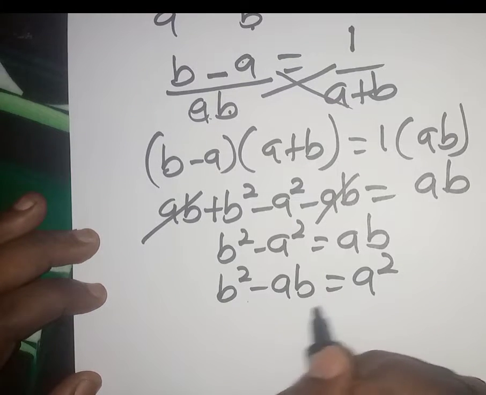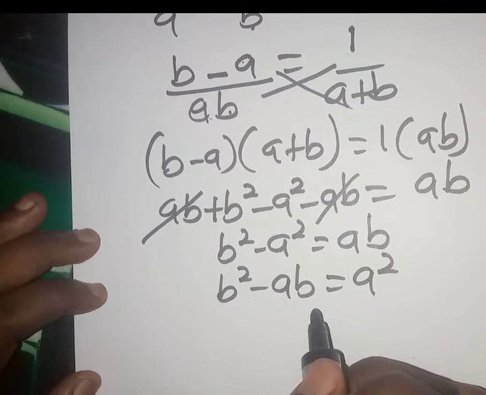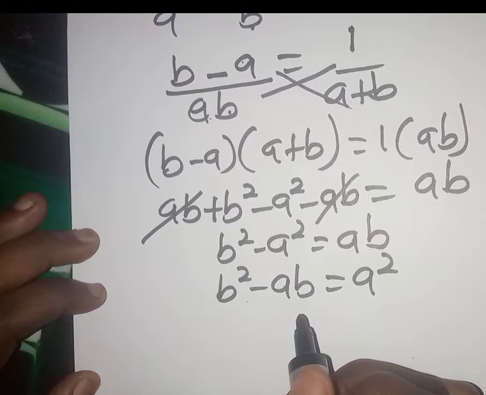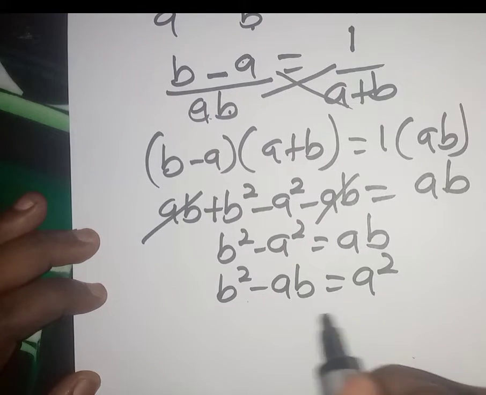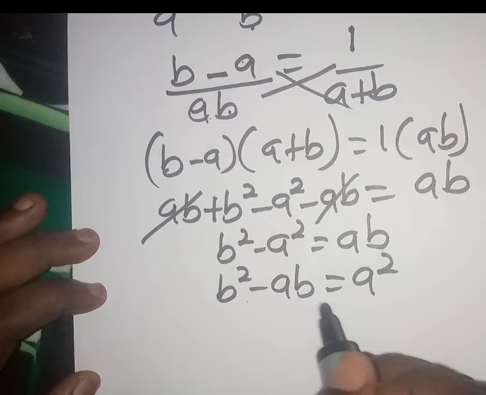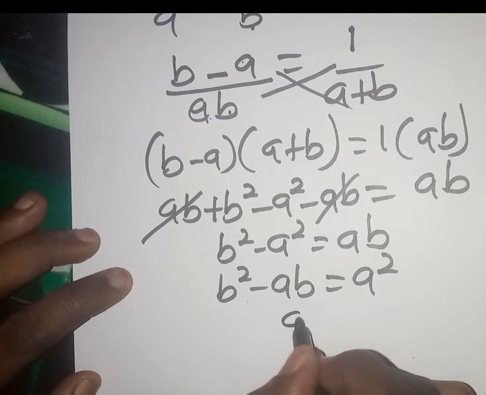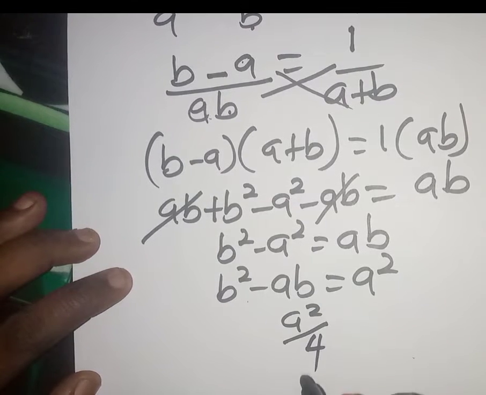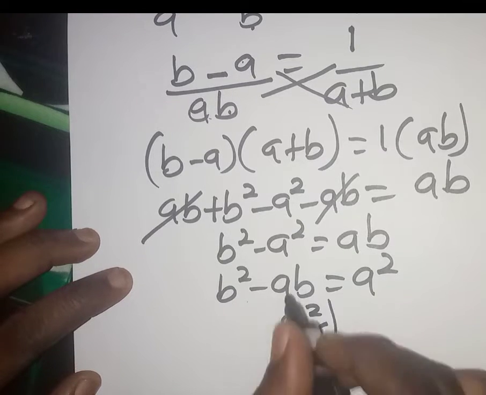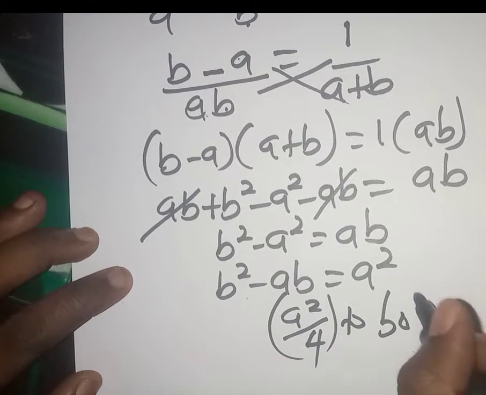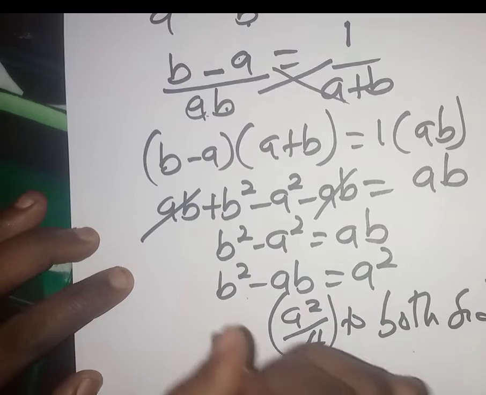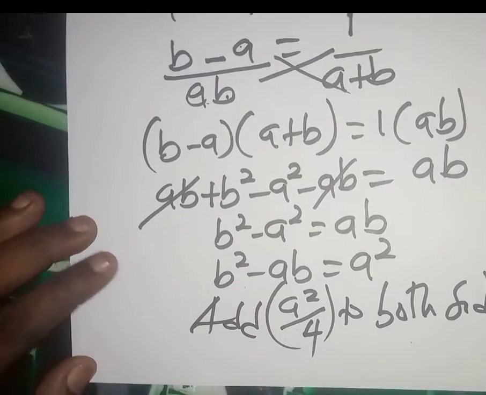So in order for us to solve such an equation, we just have to use completing the square. In completing the square, all we have to do is, in this case, add a squared divided by 4 onto both sides, right? So we are basically adding this to both sides.